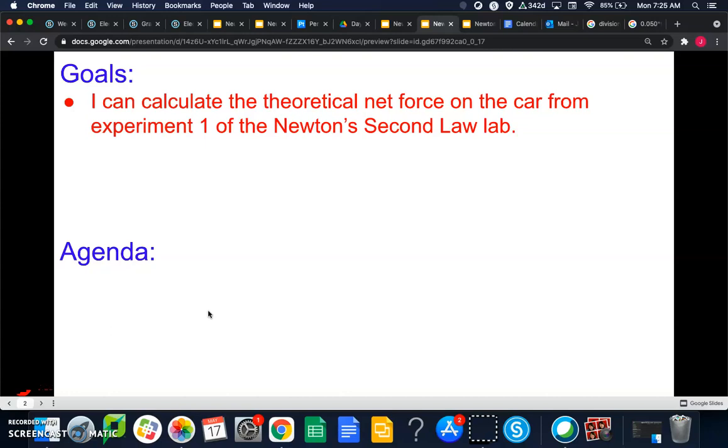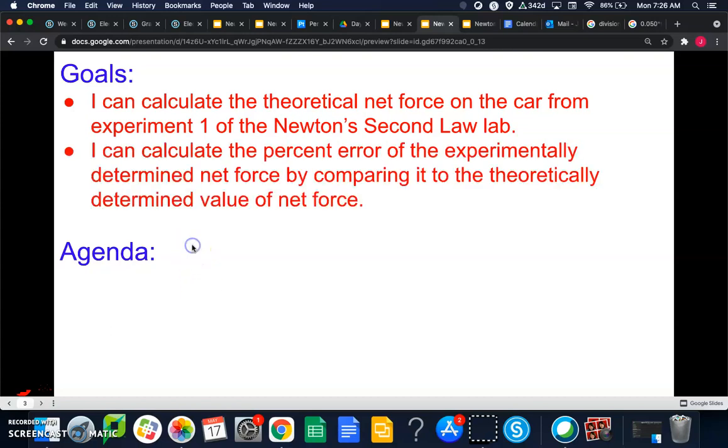So what should the net force have been on this pulley system based off of Newton's second law and our equations for net force? Earlier, we determined the experimental value. We just took the data on the mass, we took the data on the acceleration, and we found the slope between them to find the net force. Now we're going to use our net force equations to calculate what the net force should have been. Then once we calculate that theoretical net force, we're going to calculate the percent error of our experimentally determined value by comparing it to the theoretically determined value.